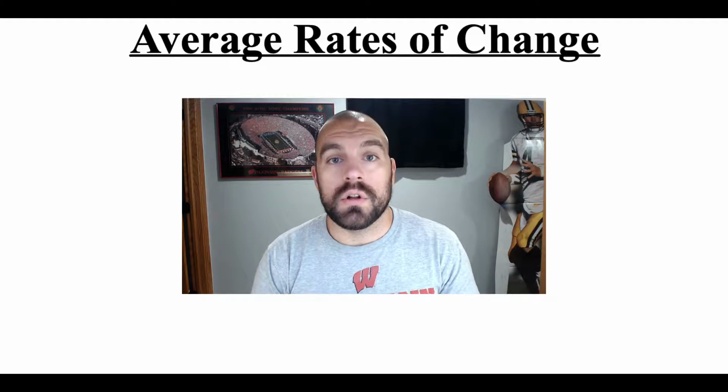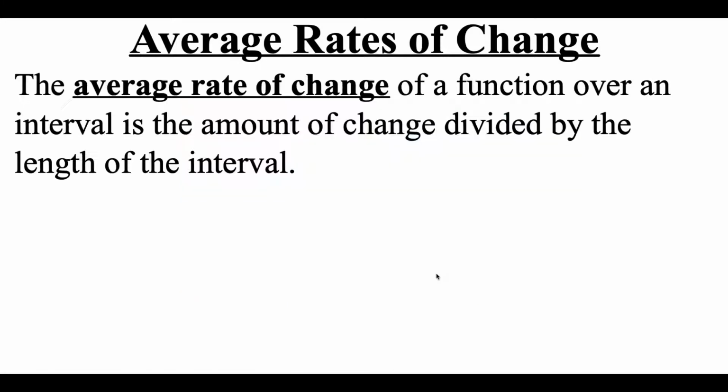In this video, we're going to look at average rates of change. The average rate of change of a function over a specified interval is the amount of change divided by the length of that interval. So if you think about it like driving a car, it's how far you're going divided by how long it took you to get there. That would tell you your average rate of change, or your average speed in your car.